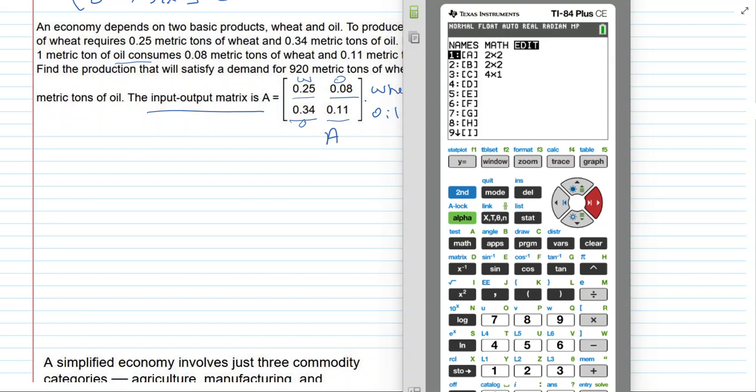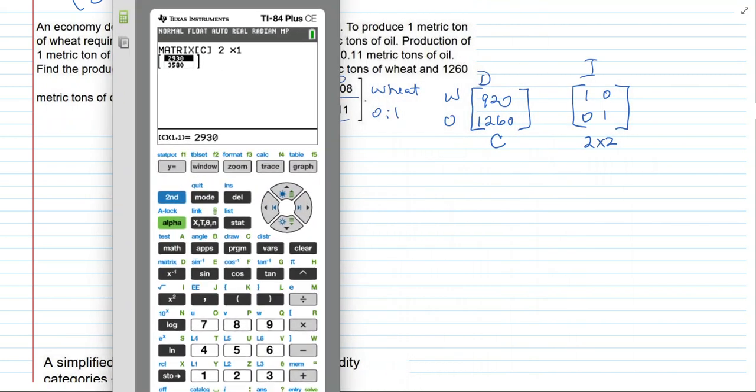And it's a 2 by 1. And I'm going to, sorry about that, 2 by 1. And I'm going to enter on my demand 920. Have 1260. All right. So I have them all in, and I'm pretty confident I did them correctly.